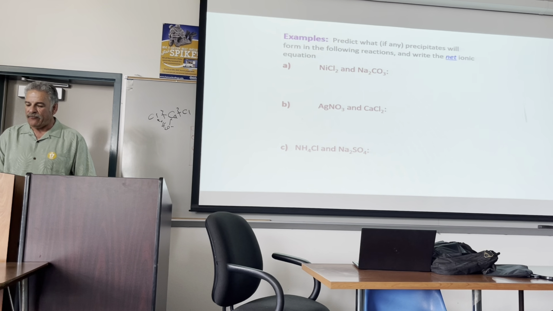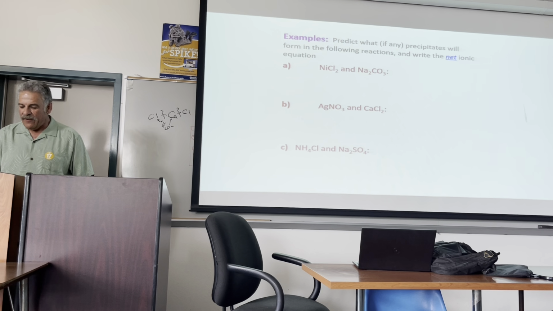If we have silver nitrate, all nitrates are soluble. So we're going to make silver chloride, which is going to be insoluble, and calcium nitrate, which is going to be soluble, because all nitrates are soluble. If you learn one thing in this class, all nitrates are soluble. So ammonium chloride and sodium sulfate, they're going to swap, and you're going to make ammonium sulfate and sodium chloride. And we know sodium chloride is soluble, but we don't know if ammonium sulfate is, and we'd have to look that up on the table. Okay.